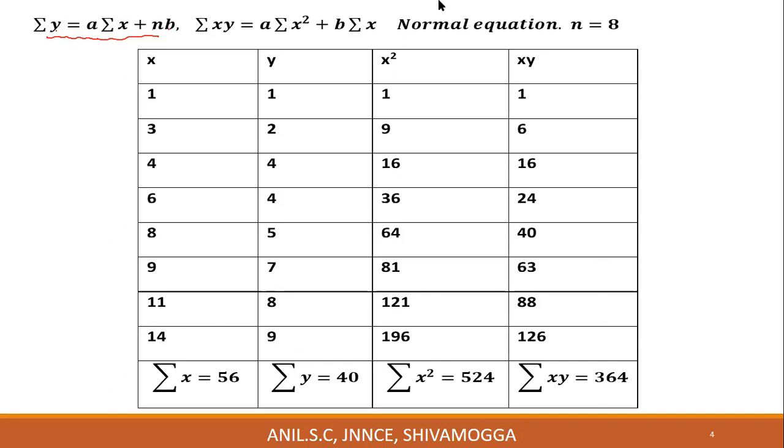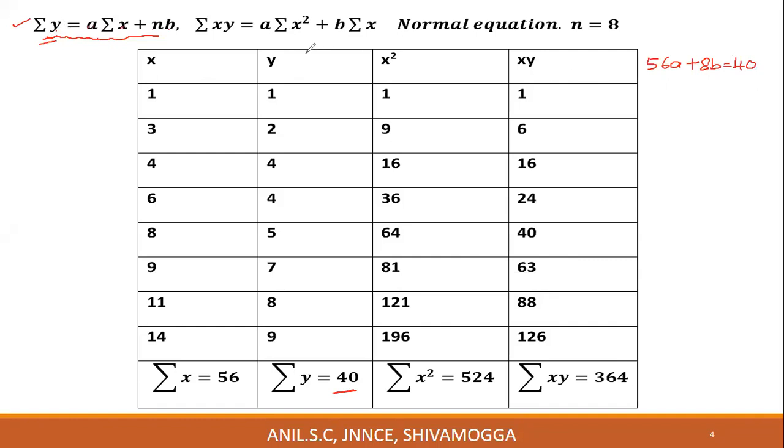First, I write first equation. We have two normal equations. This is first normal equation. A into summation x. Summation x is 56. Therefore, 56a plus n into b. N is equal to 8. Therefore, 8b. This is equal to summation y, and summation y is 40. This is first normal equation.